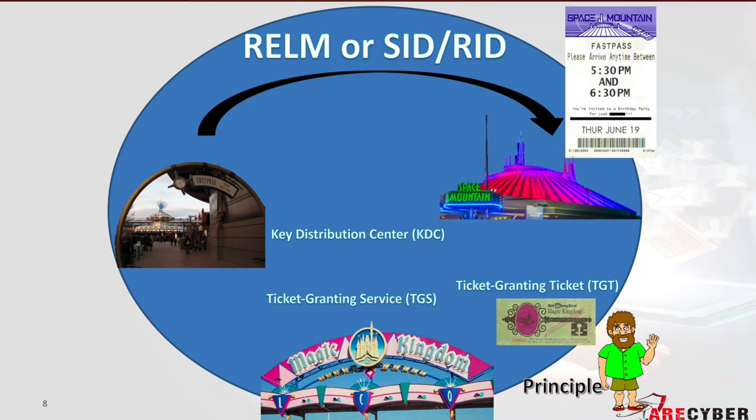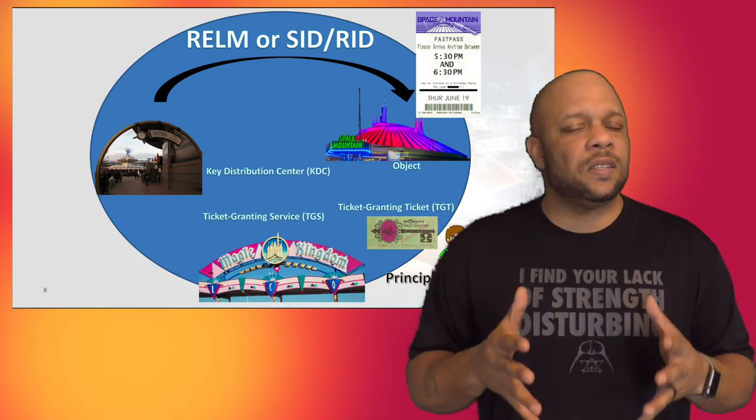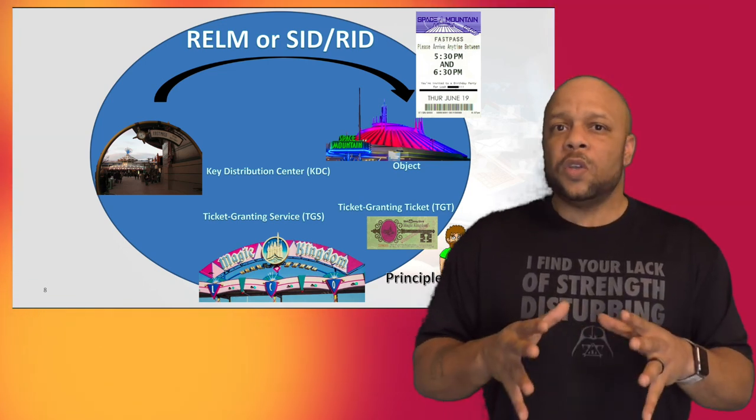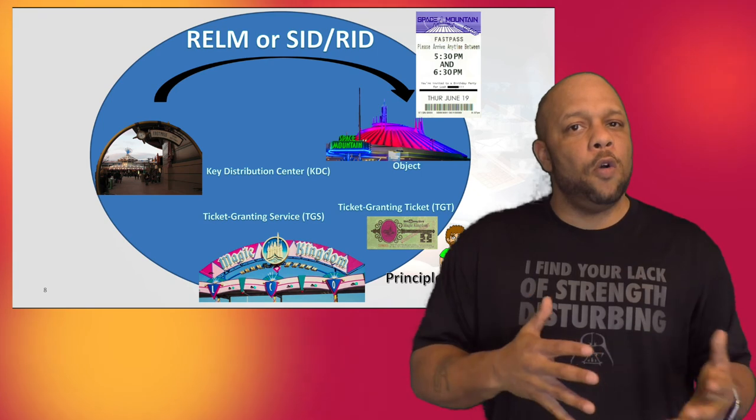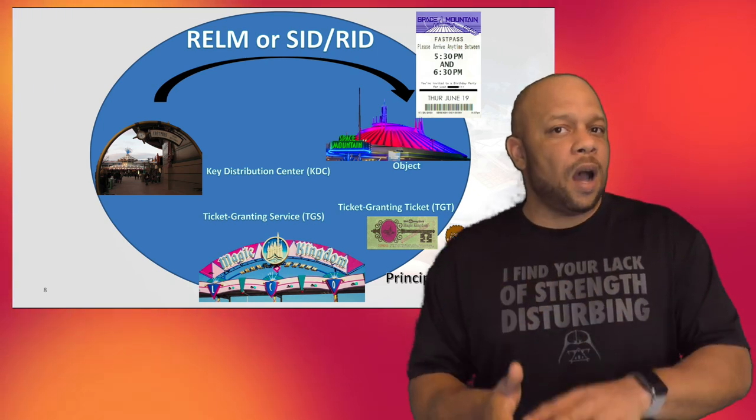We ride the ride, and then it comes to an end. Now, my little girl usually wants to ride it over and over again. Unfortunately, that's just not the way it works. My time to access the object has expired. So I need to start the process all over again. I need to go back and get another ticket to access the object.